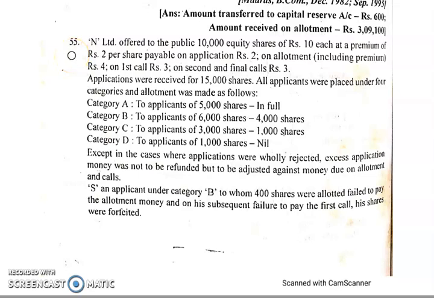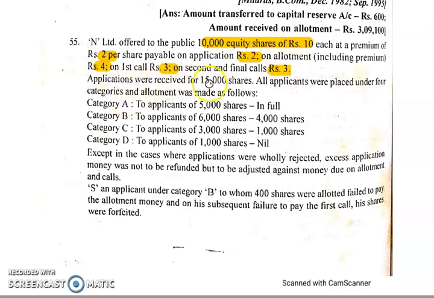Sum number 55. Here N Limited offered to the public 10,000 equity shares of ₹10 each at a premium of ₹2. Payable on application is ₹2, allotment is ₹4, that is ₹2 will be allotment and ₹2 will be premium. First call is ₹3, second and final call is ₹3.